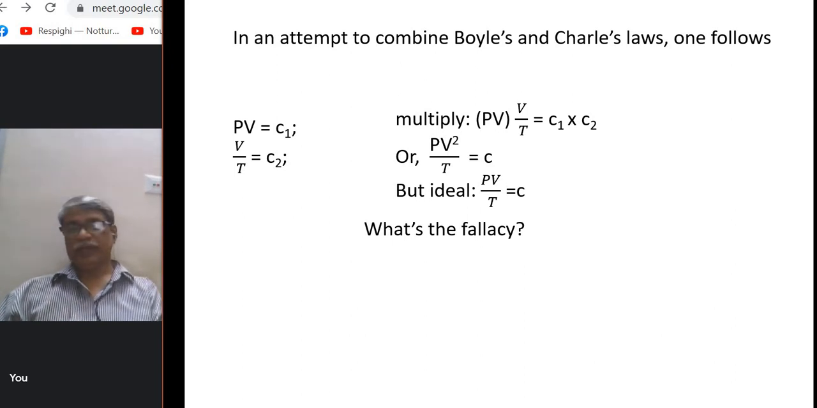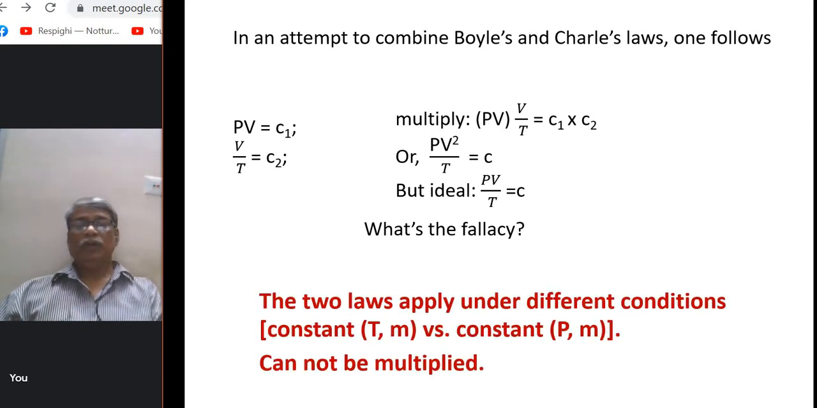There is no fallacy actually, because the operation you are doing, multiplying equals by equals, is not applicable here, because the two laws, Charles' and Boyle's, apply under different conditions. The first one is under constant temperature and mass, and the second one at constant pressure and mass. So you cannot multiply like this.